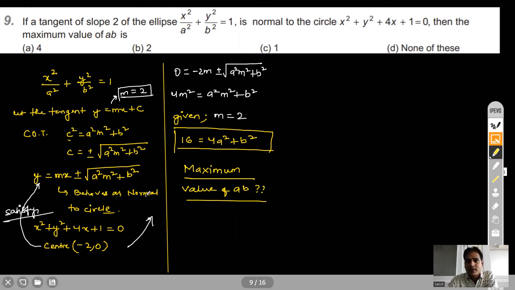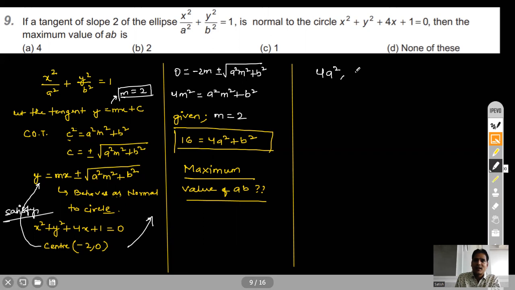So, one very nice concept is utilized here. If you observe, we can use the AM-GM inequality here. How? Look at this: 4a square and this b square. These are two positive numbers, right? Why? Because they are in square form. This a square multiplied by the positive 4, this b square, these are positive numbers.